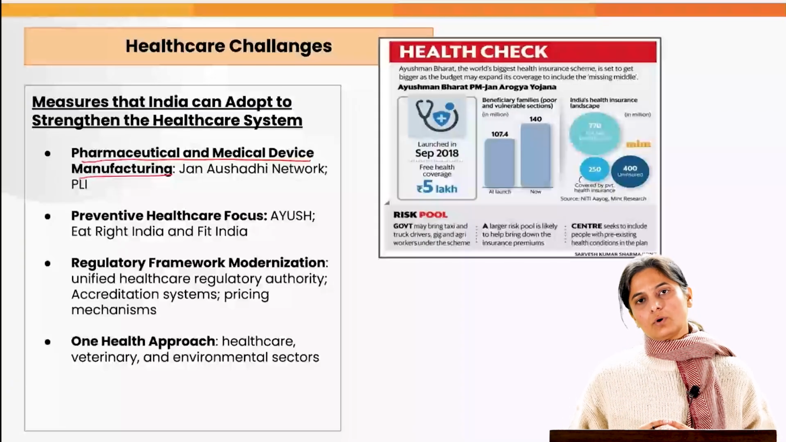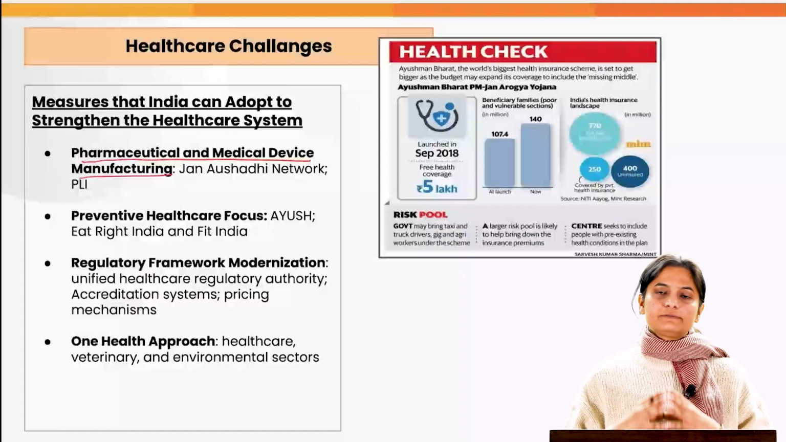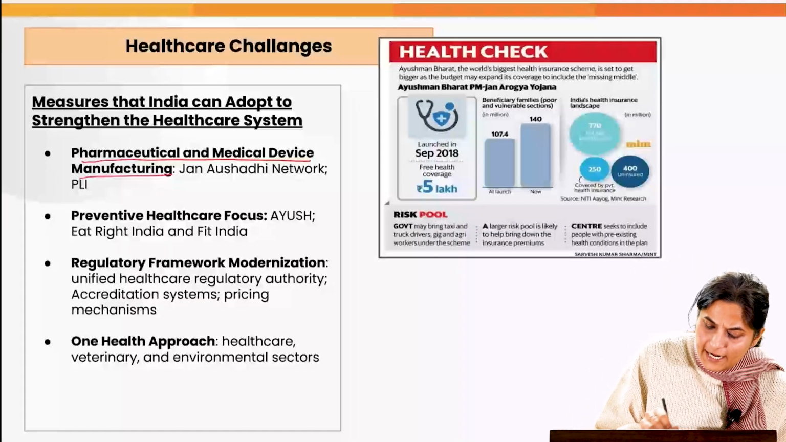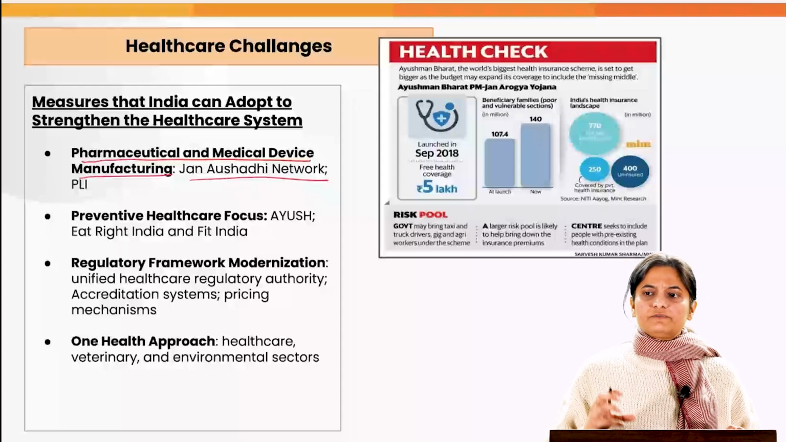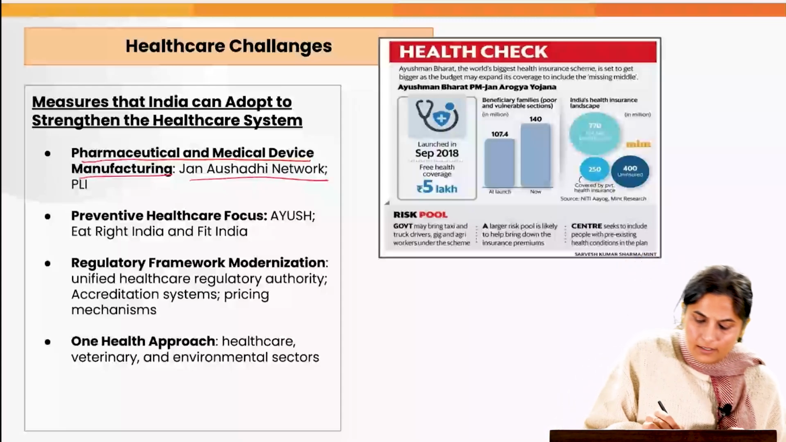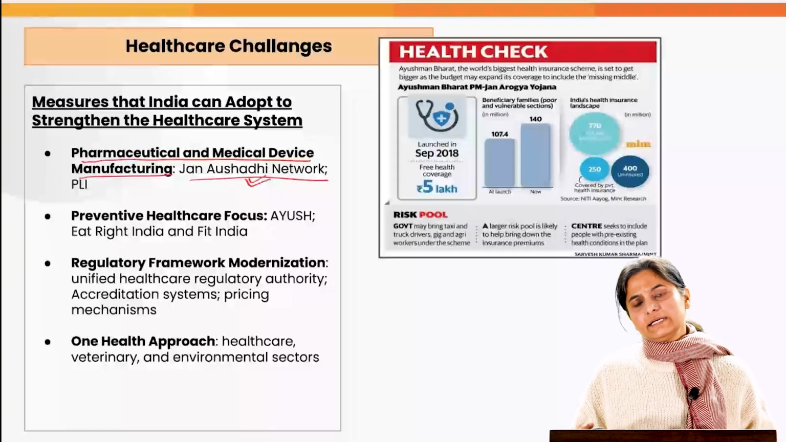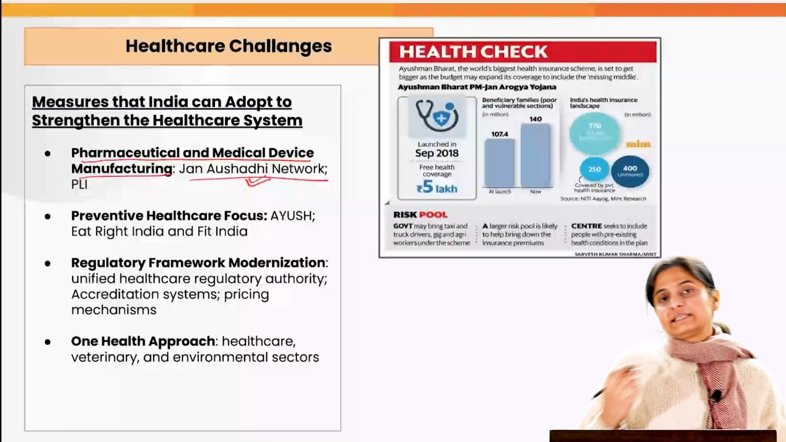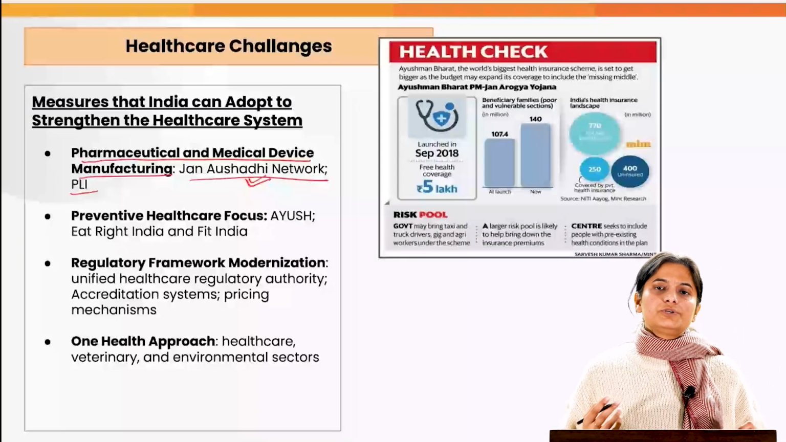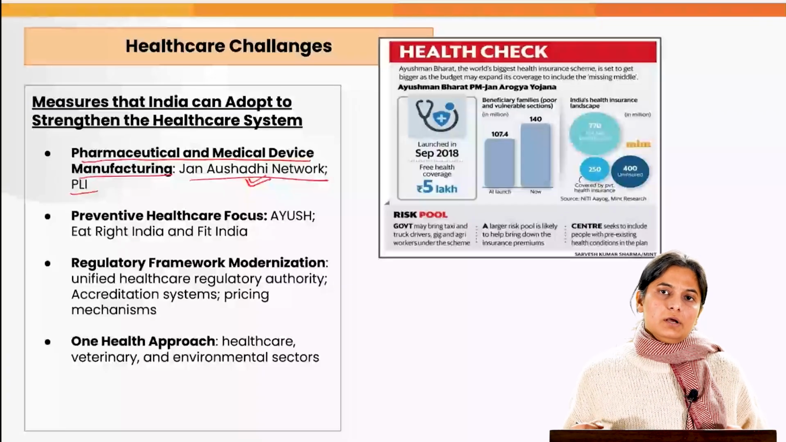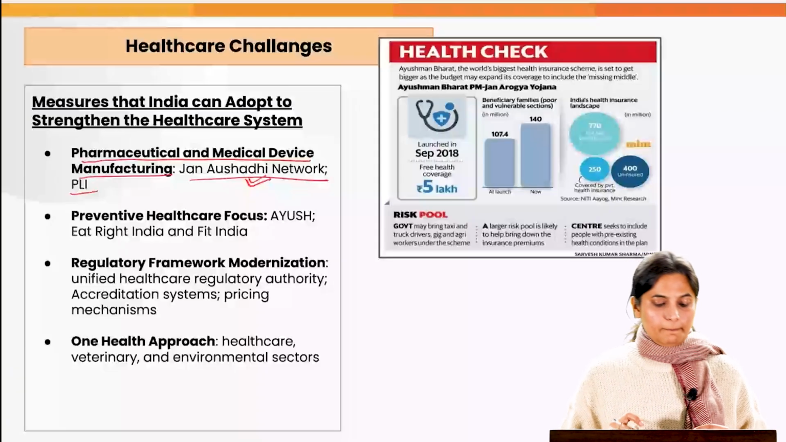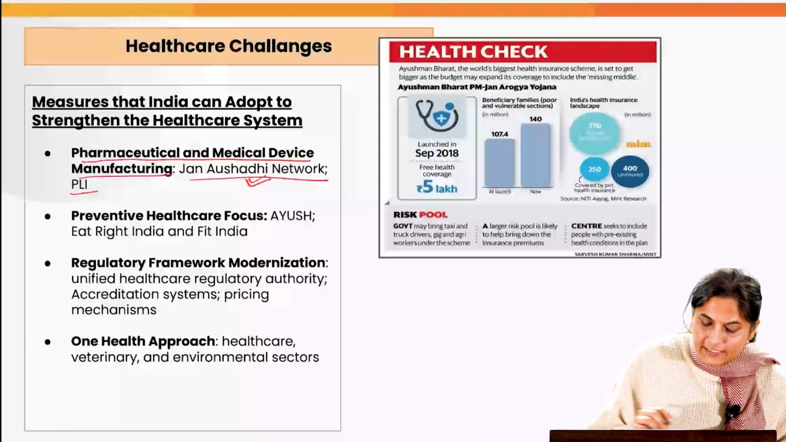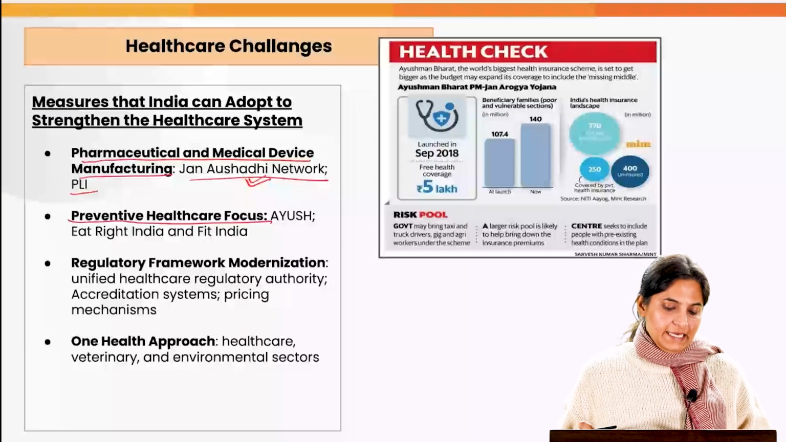That reduces the cost, makes the healthcare affordable. For that, we can use the Jan Aushadhi network, wherein some of these basic equipments could be given at affordable rates. Again, PLI schemes could be deployed to ensure that this manufacturing by the companies and manufacturers remains profitable for them also. Then another point is about preventive healthcare focus.